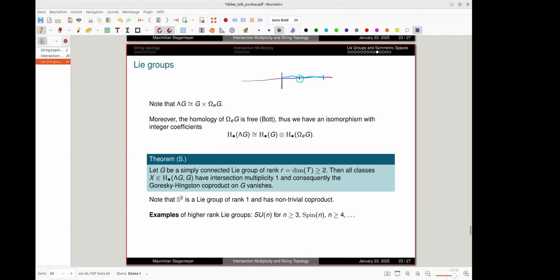Just to show you, there are many examples of higher rank Lie groups that we like very much: the special unitary groups for n greater or equal than 3, or the spin groups, so the universal coverings of the special orthogonal groups. Okay, so now I will try to wrap up, so we'll skip a bit.